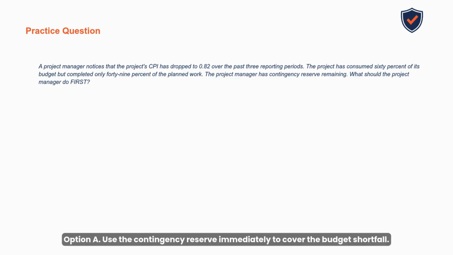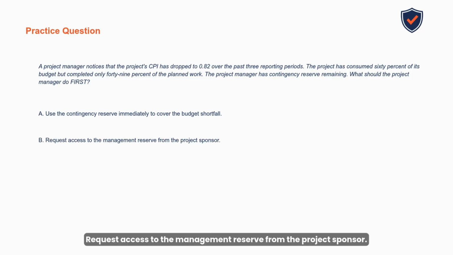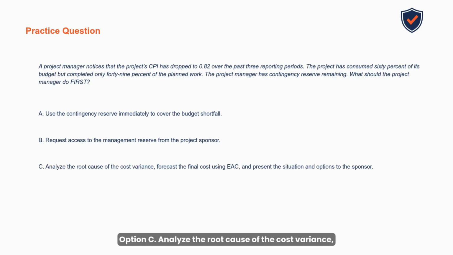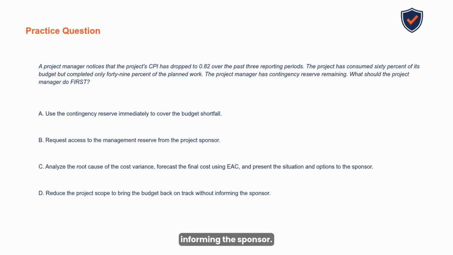Option A. Use the contingency reserve immediately to cover the budget shortfall. Option B. Request access to the management reserve from the project sponsor. Option C. Analyze the root cause of the cost variance, forecast the final cost using EAC, and present the situation and options to the sponsor. Option D. Reduce the project scope to bring the budget back on track without informing the sponsor.